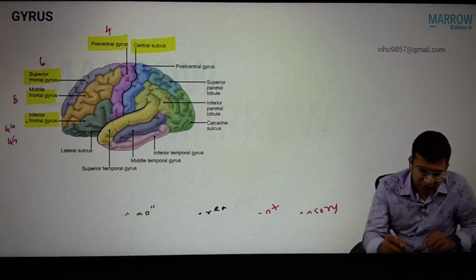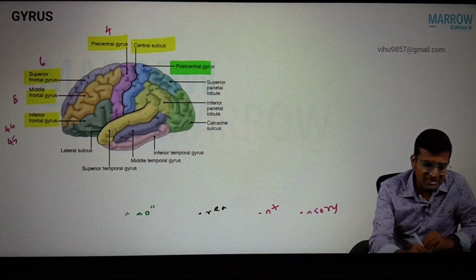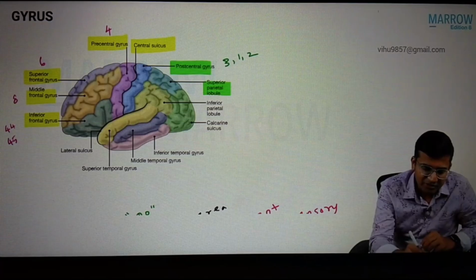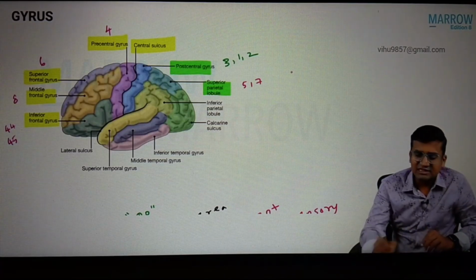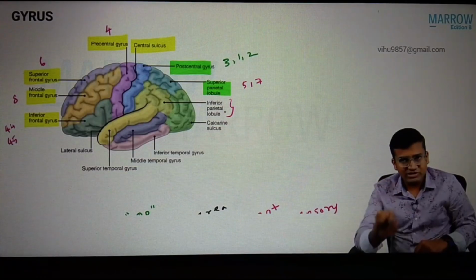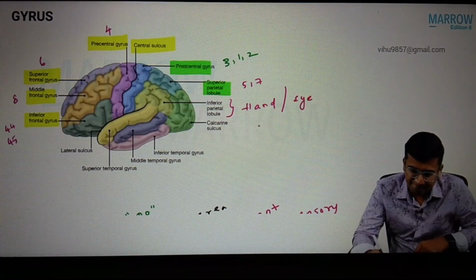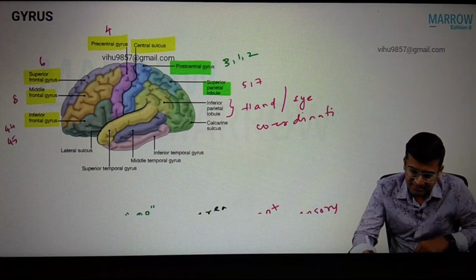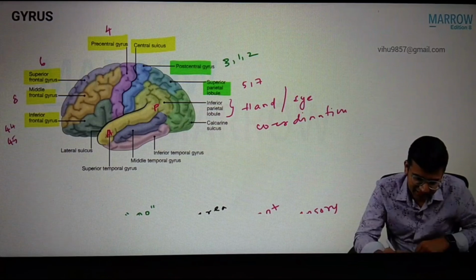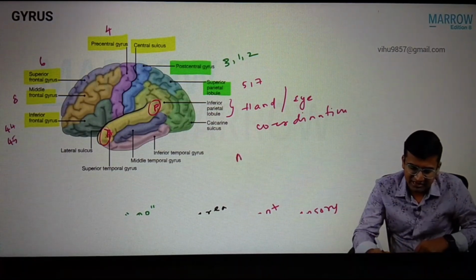Now postcentral gyrus, area number 3, 1, 2, primary sensory area, and the superior parietal lobule, area number 5 and 7, sensory association area. Inferior parietal lobule, we don't have any specific number, but we know the function, hand-eye coordination. And superior temporal gyrus, this is A and this is P. A is our auditory area and P is our Wernicke's area.